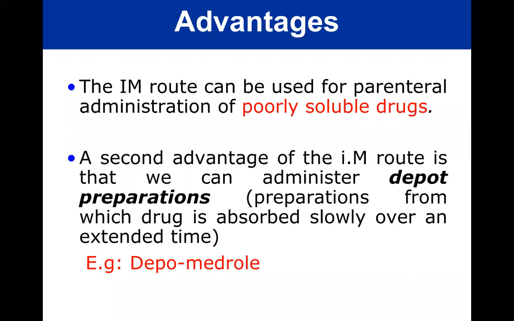A second advantage of the IM route is that we can administer depot preparations, which are preparations from which the drug is absorbed slowly over an extended time. For example, depo-medrol. Depo-medrol is a type of steroid, you know, and this steroid can be administered by IM, and the effect of this drug can be prolonged for months. Why? Because there is slow absorption of this depot, while this is impossible to be administered through the IV route.